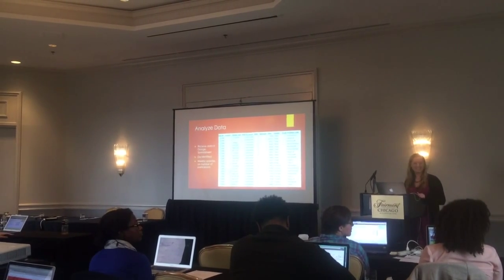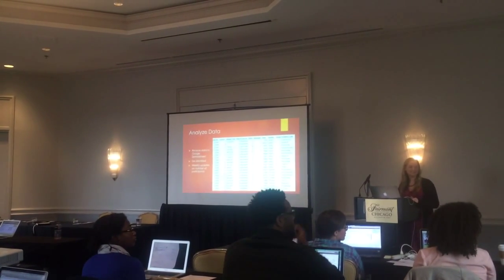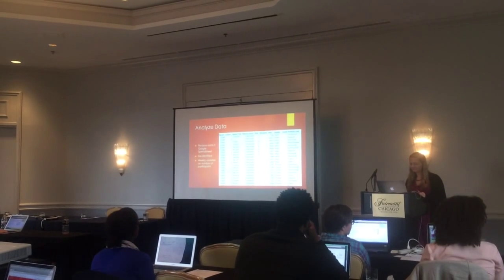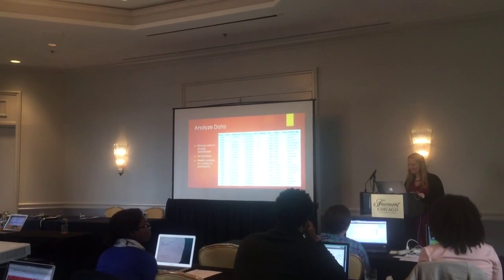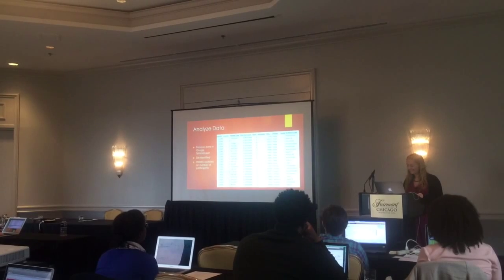Do you capture ethnicity at all? No, and the gender is only guessed. You can look at the glossary.